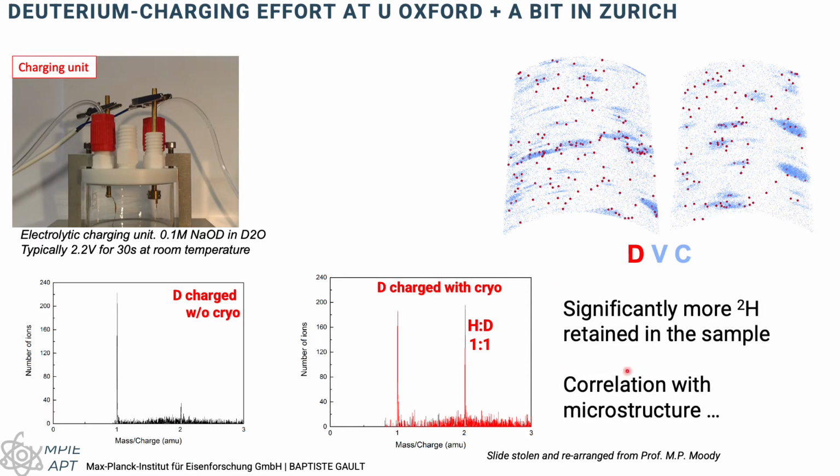And there's this amazing work done by the Oxford group in parts in Switzerland at Zurich to look at where the deuterium is sitting inside of these carbide strengthened steels. And I invite you to look at the paper.